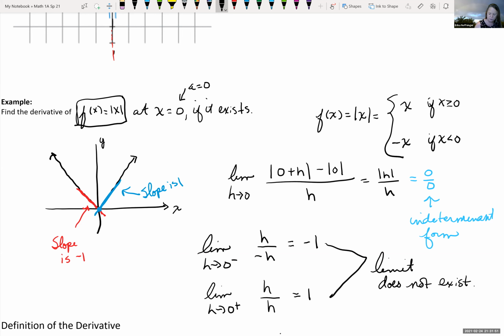So recall part of our definition when we're looking at the limit as x approaches a, the derivative f prime of a, it had to occur that the limit exists. This limit doesn't exist, so it's not differentiable. So this is not differentiable at x equals 0.